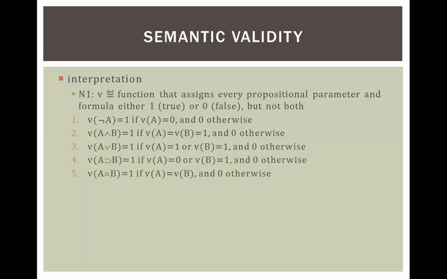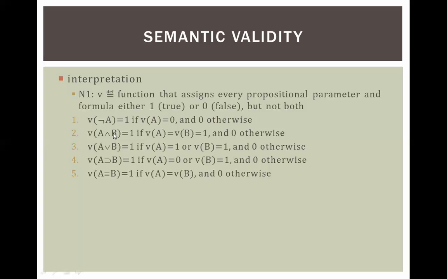Going from 1 through 5, these are our connectives. The V, the truth value of not A is 1. In other words, not A is true if A equals 0, or A is false. Otherwise, not A is false, right? So not A equals 1 if VA equals 0, and it's 0 otherwise. Not A is true if A is false, otherwise not A is false, right? That's how to read that. And I'll show you a little bit more what that means later.